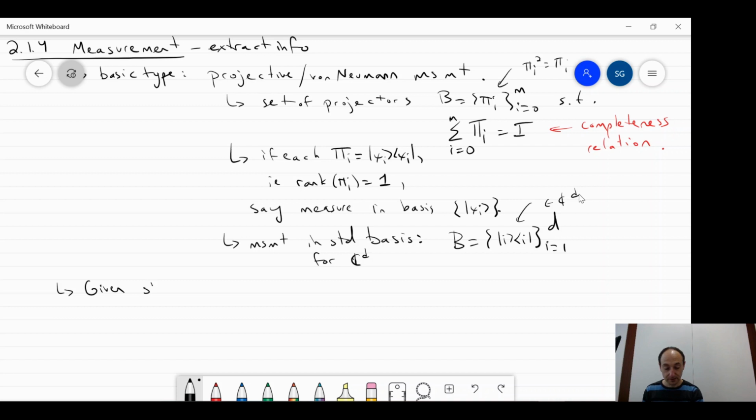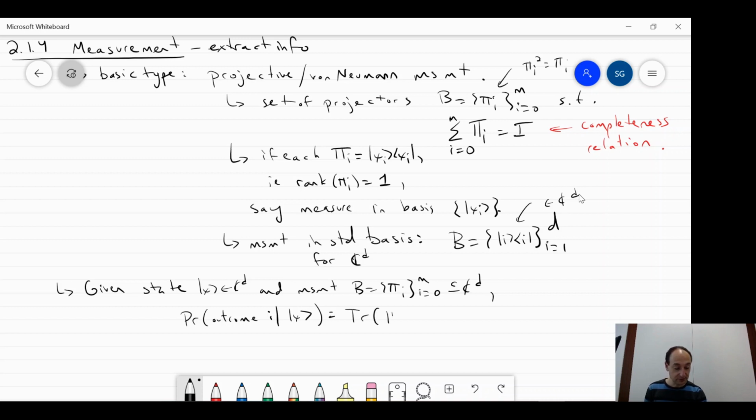Given a state psi and a measurement, a projective measurement, let's say, which is I think everything we'll use in this course. Given a state and a measurement, what are the probabilities of getting each outcome when I make this measurement? Then the probability of outcome I, when I measure with respect to B given state psi, is equal to the trace of pi I psi pi I.